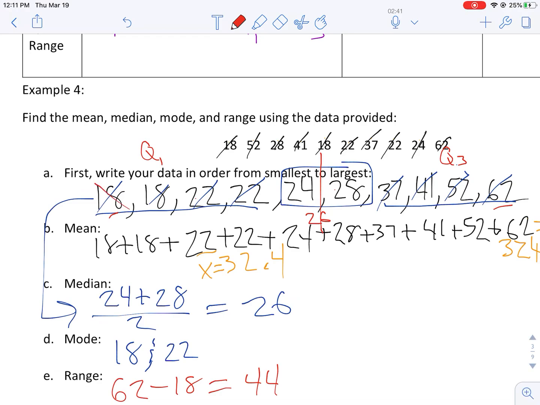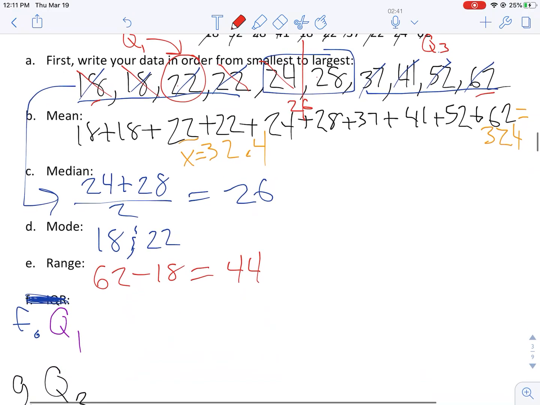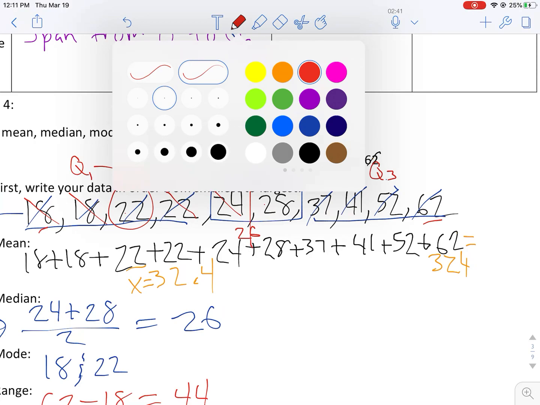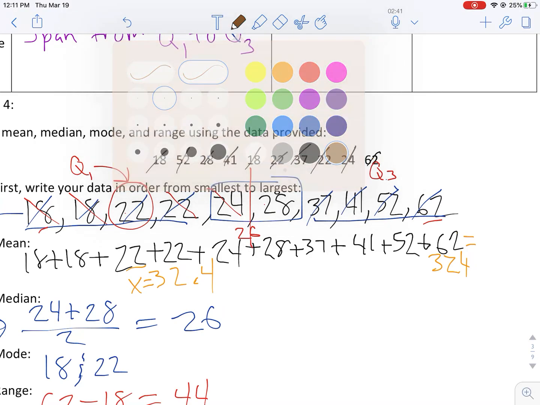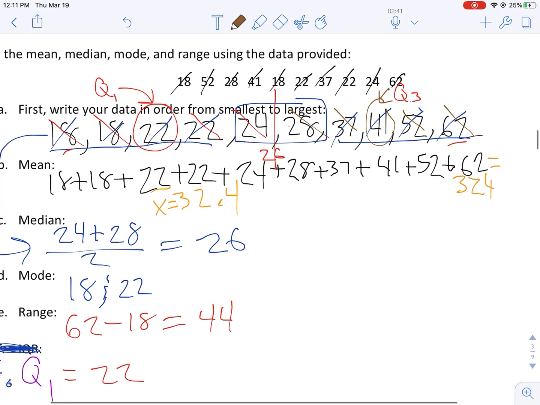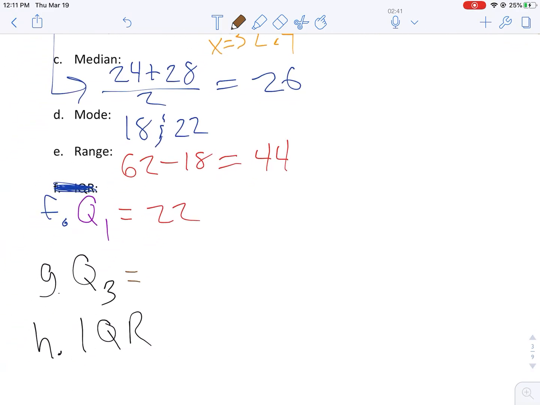So I'm going to go here, here, so I'm including that, here, here, and my Q1 is now 22. So that's my Q1. So that equals 22. My Q3, I'm going to go with the upper half. Okay. Boom, boom, boom, boom, and that is right here. Q3 is 41. I actually almost put it right in the right spot. So Q3 is equal to 41.